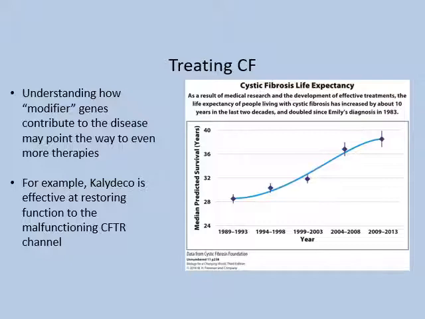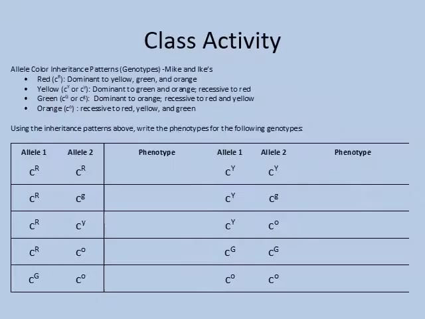For example, there's something called Kalydeco, and that's pretty effective at restoring function to the malfunctioning CFTR membrane channel, which is pretty cool. And there's different treatments that they can do. Like the girl in the book wears a vibrating vest that breaks up all the mucus in her lungs, and she also does a salt therapy treatment. So there's different things that you can do to lessen it to some extent, but again it depends on what alleles you have on the different genes that contribute to it.